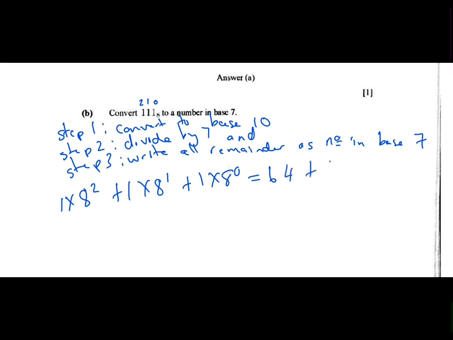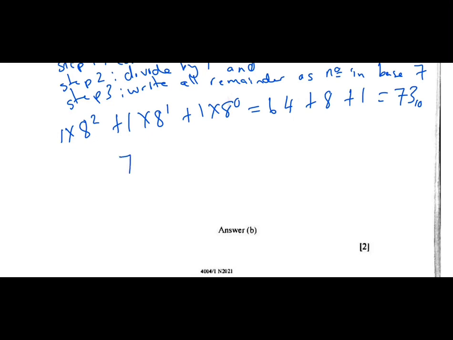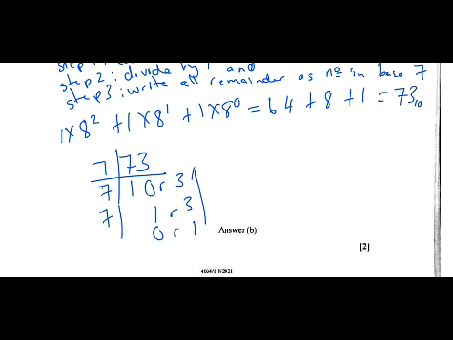This will give us 64 plus 8 plus 1, which gives us 73 base 10. Then we convert 73 base 10 to a number in base 7 by dividing by 7. So 7 into 73, 10, remainder 3. 7 into 10, that's 1, remainder 3. And then 7 into 1, that's 0, remainder 1. Reading from the bottom going upwards, it will be 133 base 7. So our number will be 133 base 7.